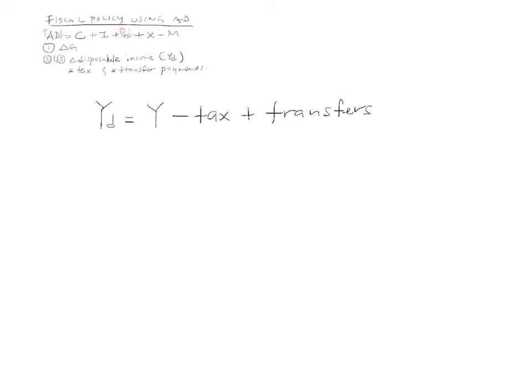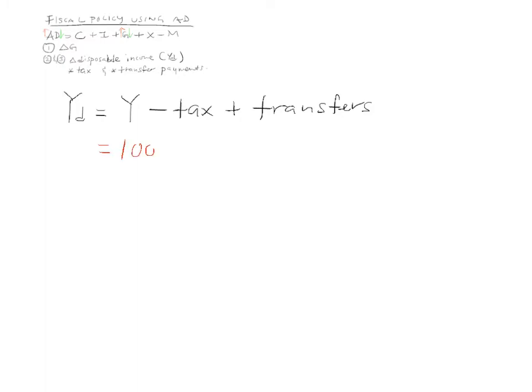That's a transfer. Alright, for example, I'll just give you an example. If your income is 100 and tax is $10 and transfers are $20, your disposable income is $110. Alright, so that's just the example.